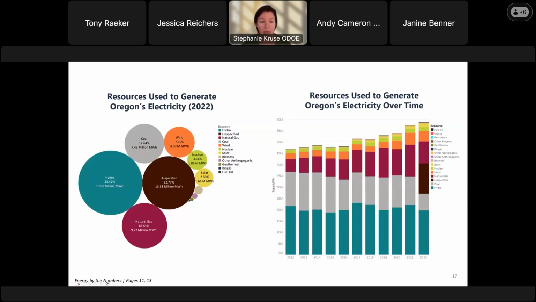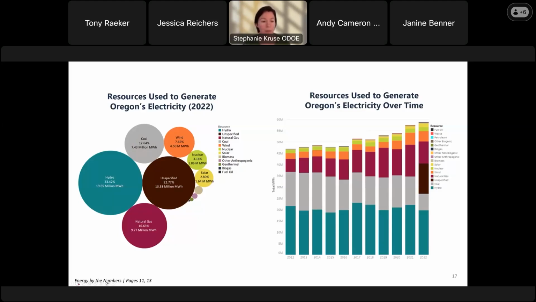Renewable resources like wind, shown in orange, and solar, shown in yellow, have been steadily increasing and are expected to continue growing as Portland General Electric and Pacific Power are working to achieve the state's 100% clean electricity goal by 2040. Oregon's mix of electricity generation varies from year to year, largely because the state's hydropower output is affected by the amount and type of precipitation that the state receives each year.